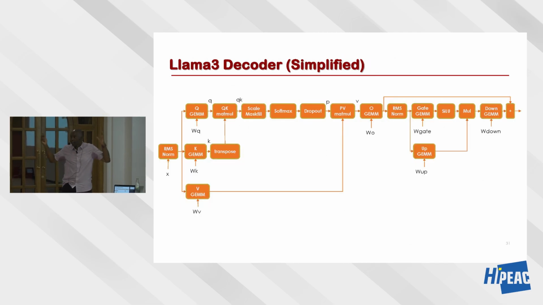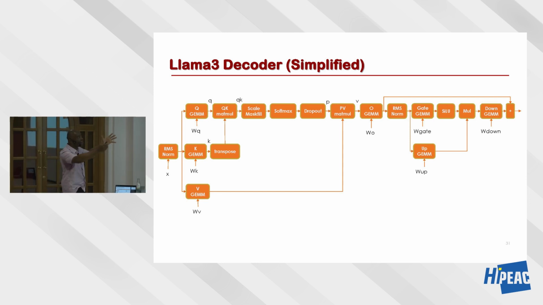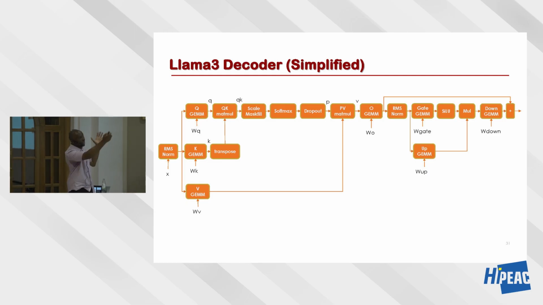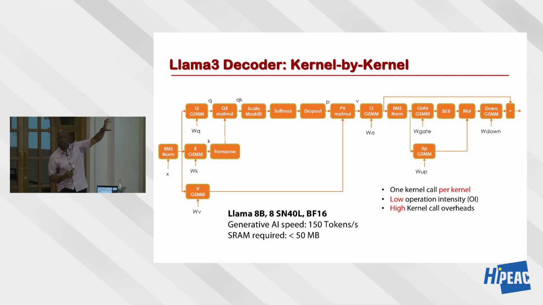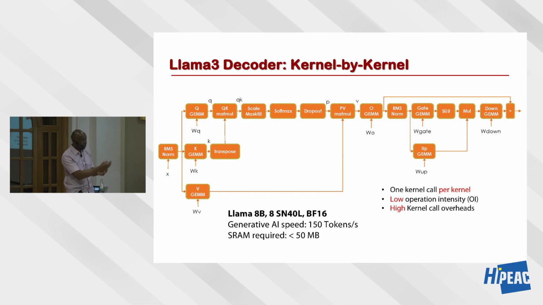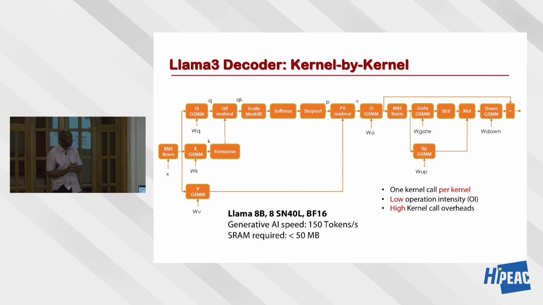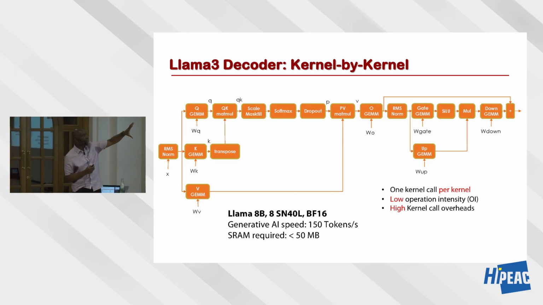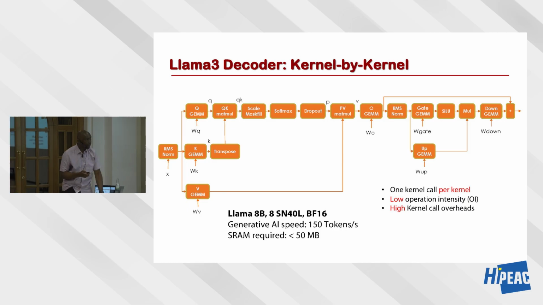So as an example of what capabilities you can get by doing this, let's look at a more detailed example of attention from the Llama 3 decoder, right? So this is a Llama 3 decoder. It's somewhat simplified, right? So one way to execute this, as I said, is one kernel at a time. We said that this is inefficient, but you can do it. And if you do it on the SN40L with BF16, you generate tokens at 150 tokens per second. But because you're not using that much memory on chip, you can do it in less than 50 megabytes, right?